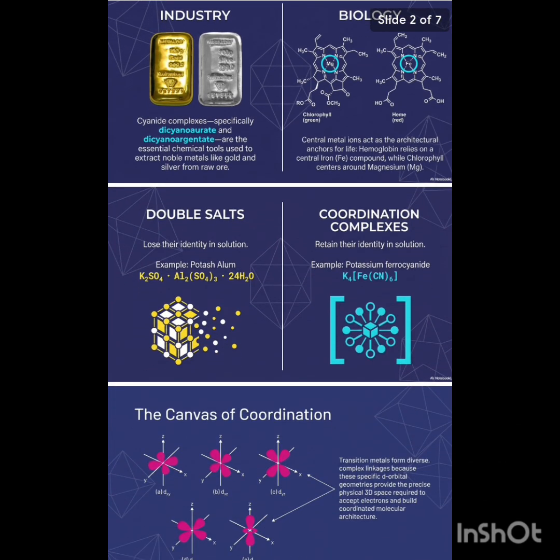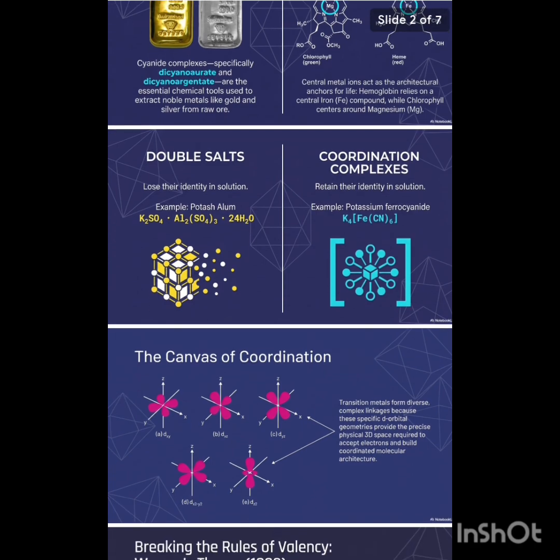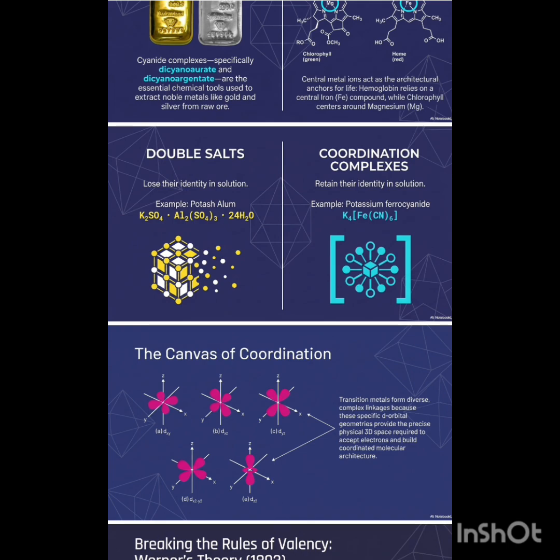So how does a coordination compound differ from a double salt? A double salt loses its identity in solution. It ionizes into all its ions. For example, potash alum, K2SO4, Al2(SO4)3, 24 water molecules, ionizes into potassium ion, sulfate ion, and aluminum ion. Whereas a coordination compound retains its identity in solution. For example, potassium ferrocyanide: here we get only the potassium ion, that's all. The cyanide ions won't come out of their coordination sphere.